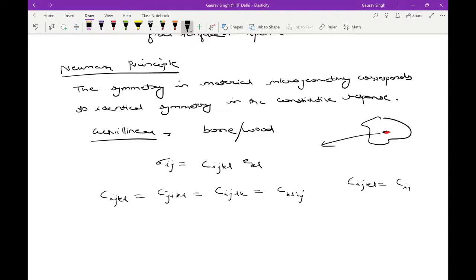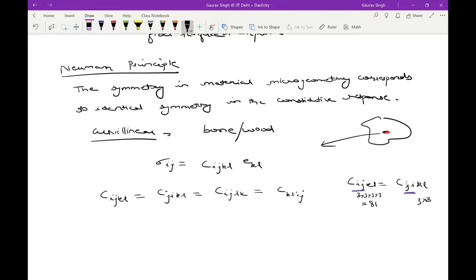For example, Cijkl, okay, the first relation. Now this had obviously 3 into 3 into 3 into 3, 81 components. Now in this case, L can obviously take 3 values, K can take 3 values, but because this Cij is the same as Cji, see how many components would be there.